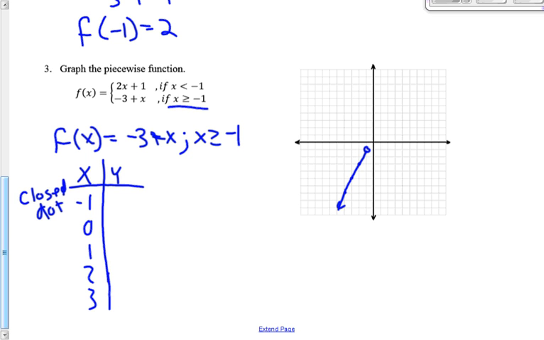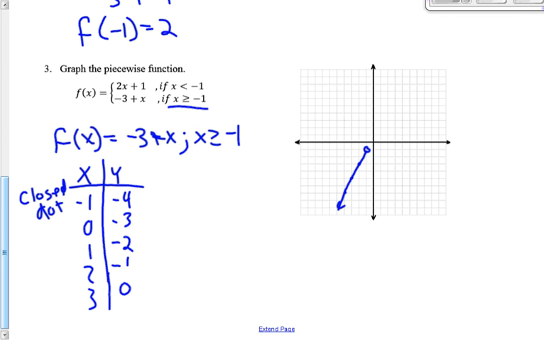When I plug in negative 1, that's negative 3 plus negative 1, which is negative 4. When I plug in 0, negative 3 plus 0 is negative 3. When I plug in 1, I get negative 2. When I plug in 2, I get negative 1. When I plug in 3, I get 0. So I'm going to go graph these points.